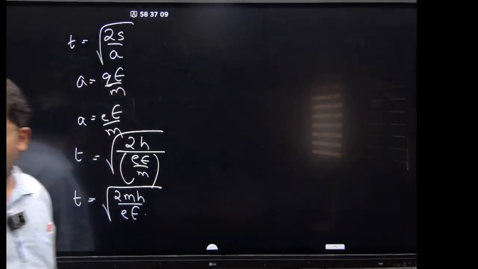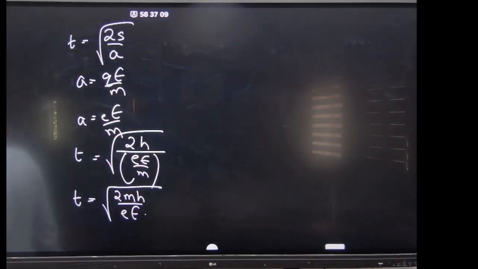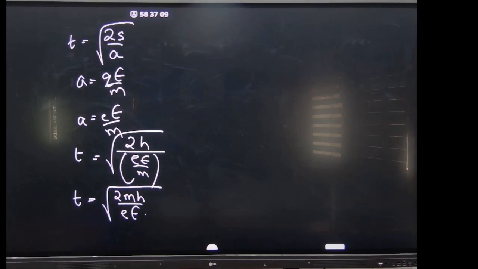So which is the right option now? First option. Verify it. I may be wrong. Correct. Very good. Well done.